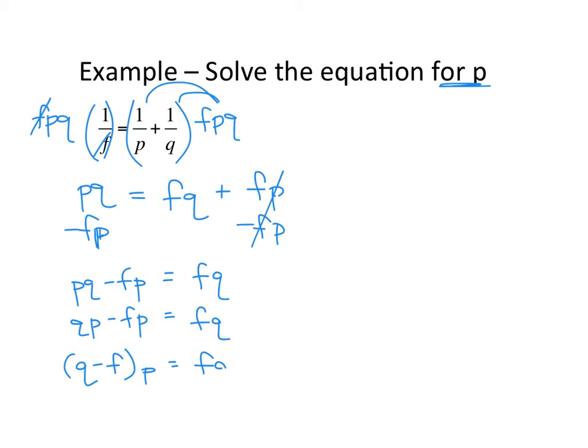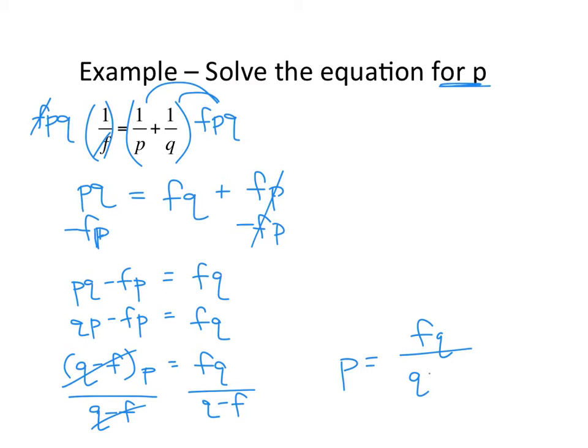And in our future, what we just did is something called factoring. They both have a factor of p, and we essentially reverse the distributive property, but we'll speak more to that later. If we do this, then we have q minus f times p. We would divide by q minus f, that whole quantity, so that this cancels out, and we would be left with p equals fq over q minus f. And there's nothing much more we can do to simplify or reduce. And so that is our solution.